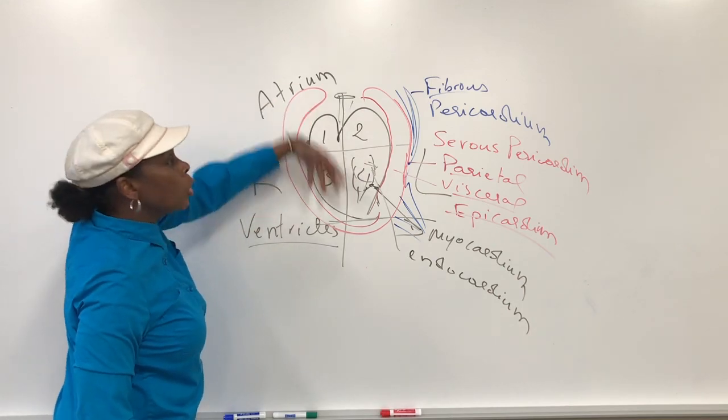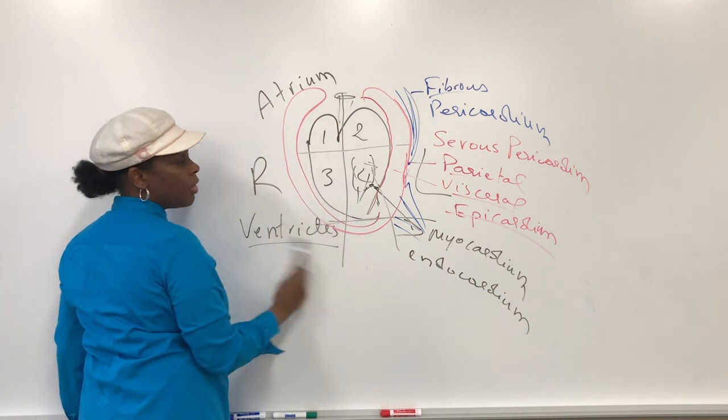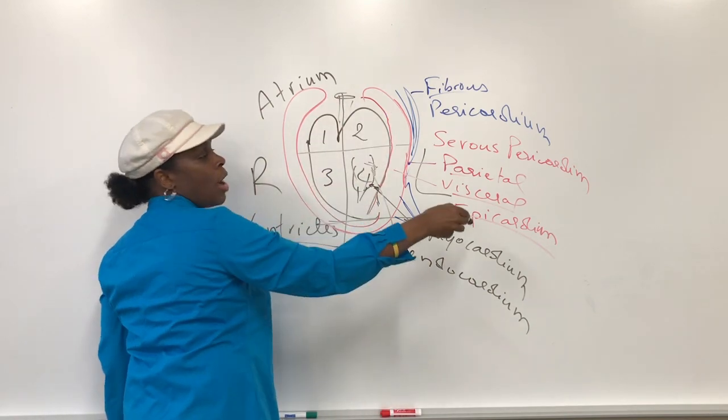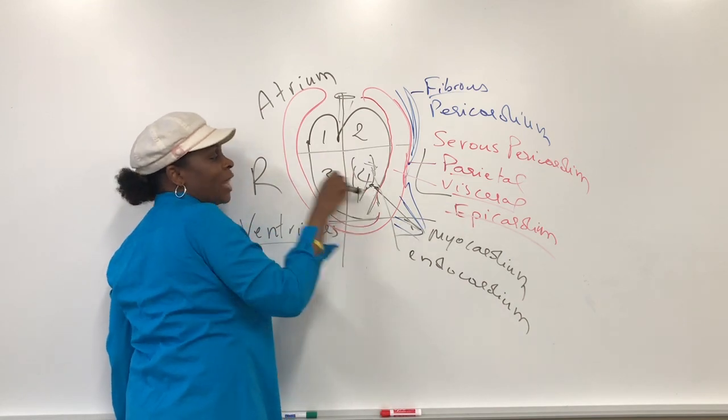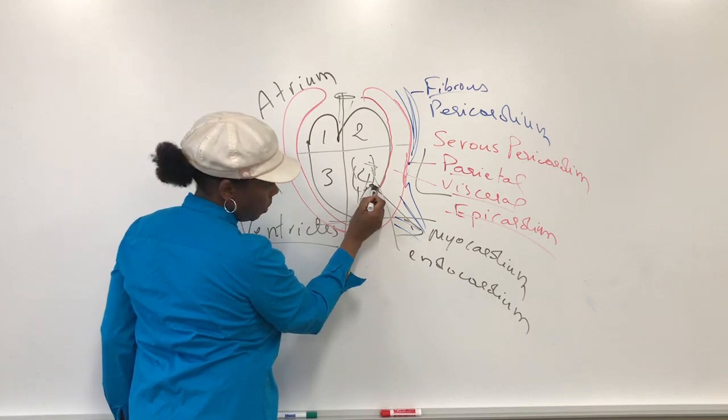Each chamber will hold blood. We'll explain that later. The top chambers are called the atria, the bottom the ventricles. The covering of the heart, from inside to outside, we have the inside lining called the endocardium. The muscle itself called the myocardium, this one.